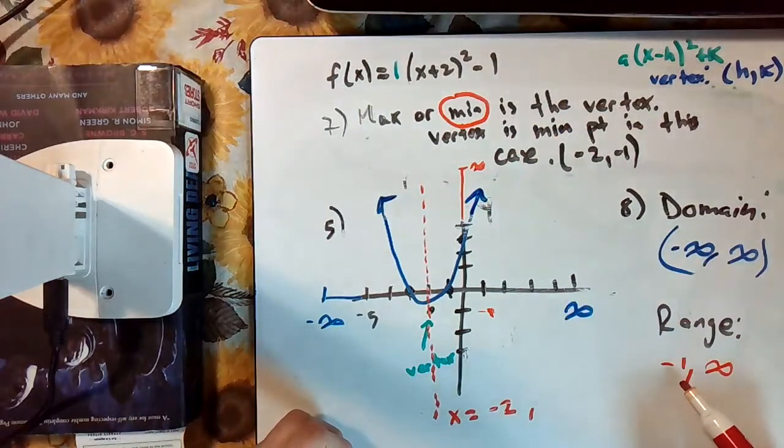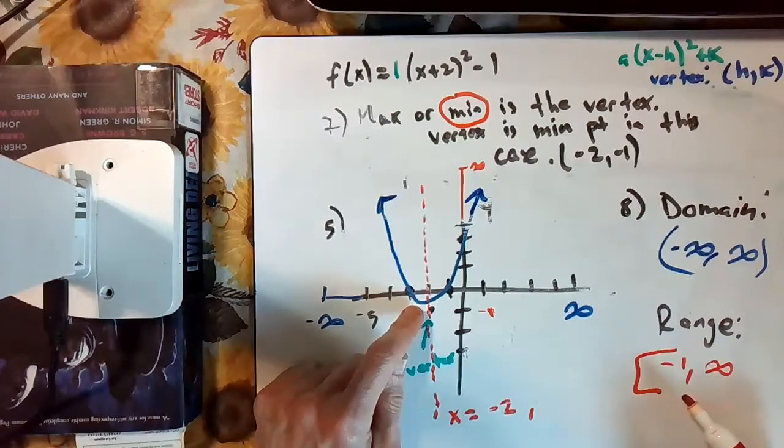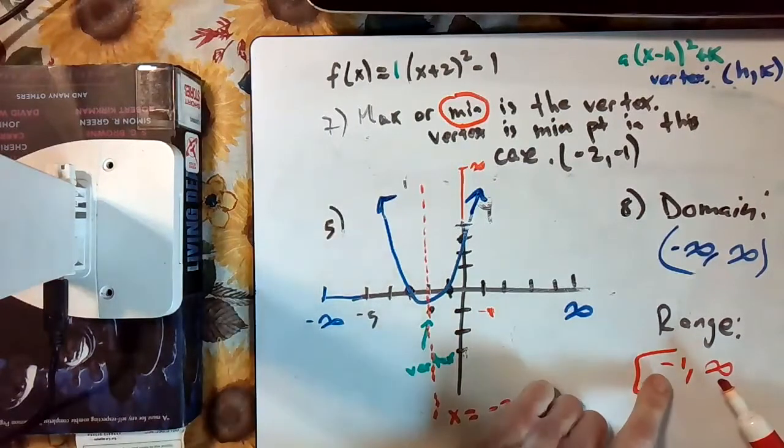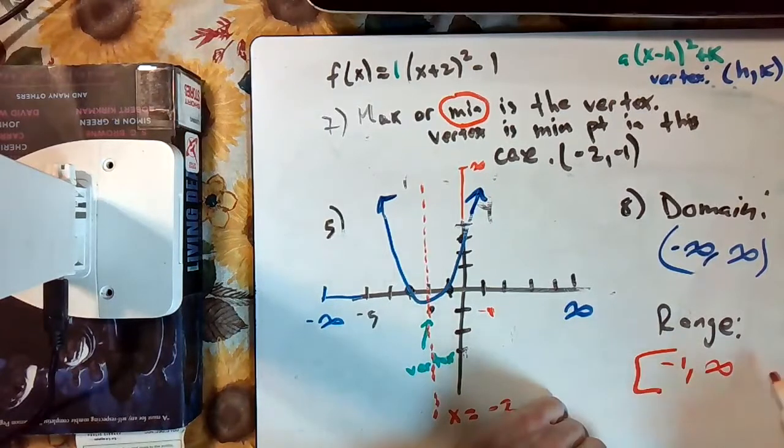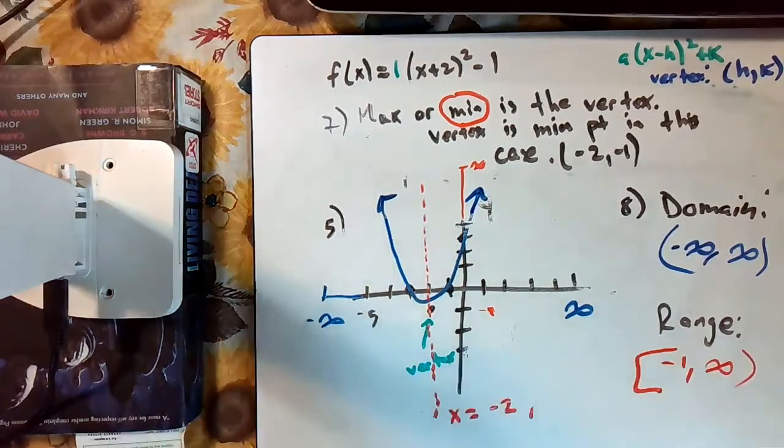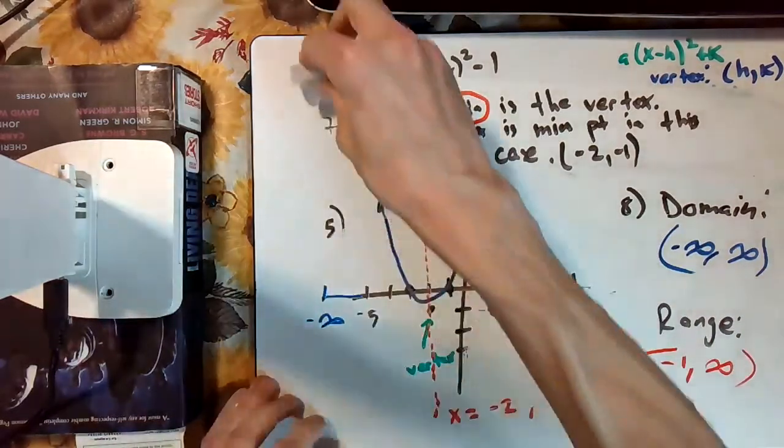And what are we going to put around the -1? A bracket this time, right? Because there's no open circles or anything like that. The blue line's running through -1, right? Remember, if there's no circles or anything like that, it's automatically included. And of course, with the infinities, we get parentheses around those. So that's one example of this form right here.